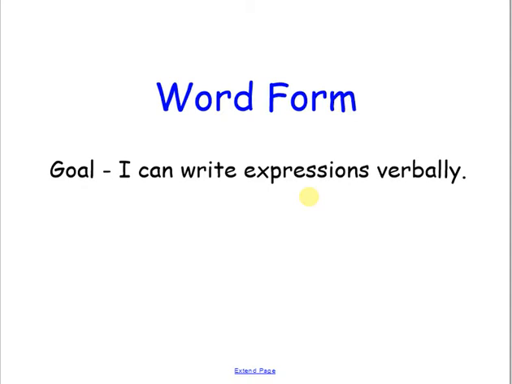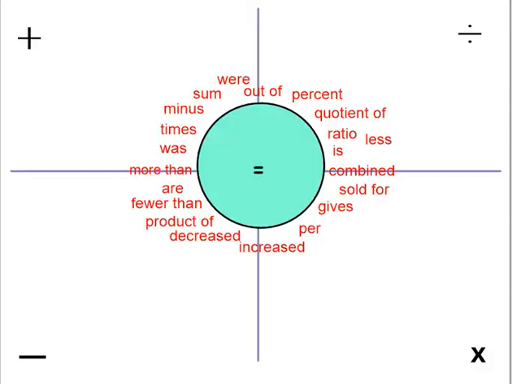Talking about word form. Word form is, well, it's a verbal way of saying mathematical sentences, okay? So your goal for today is I can write expressions verbally. Okay, so to start off, we're going to move some of these words around.